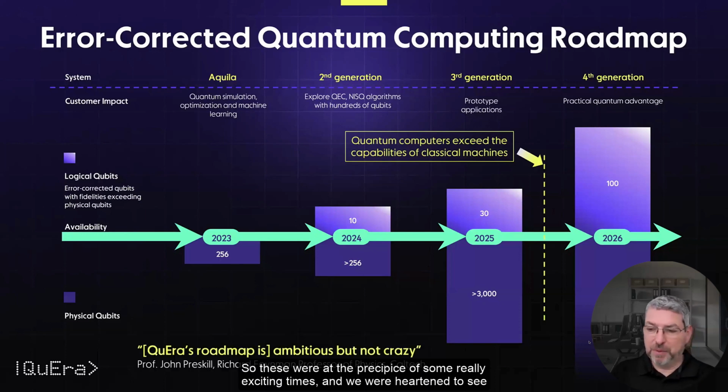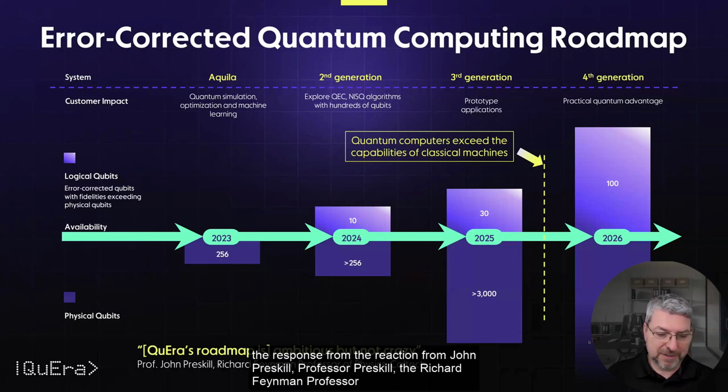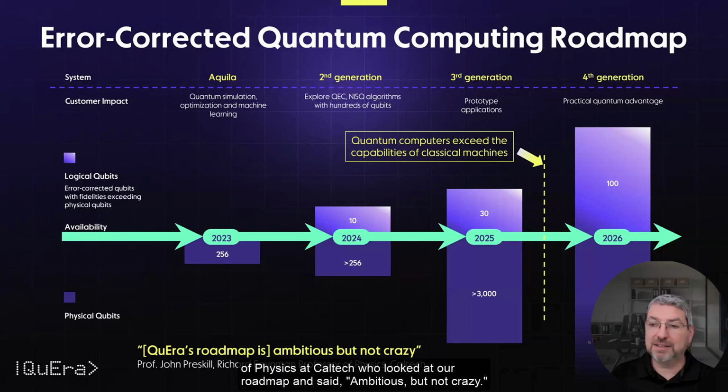And we were heartened to see the reaction from Professor Preskill, the Richard Feynman Professor of Physics at Caltech, who looked at our roadmap and said, ambitious but not crazy.